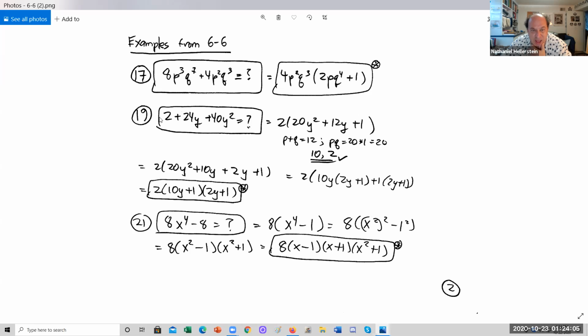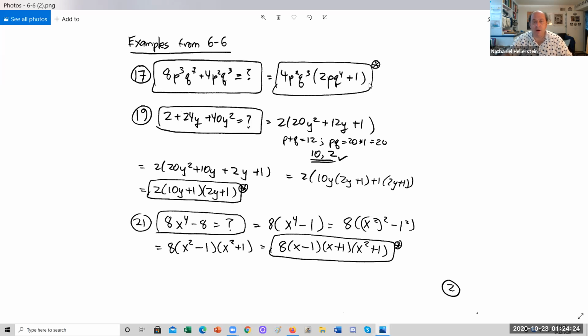Now here there's a common factor of 2, and they wrote it in reverse, which is annoying. So okay, we pull out a common factor of 2, and then 40y squared over 2 is 20y squared. 24y over 2 is 12y. 2 over 2 is 1. 2 times 20y squared plus 12y plus 1.